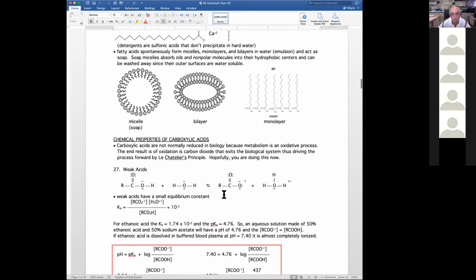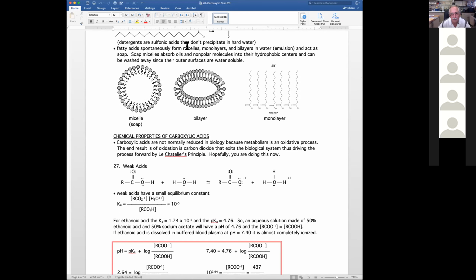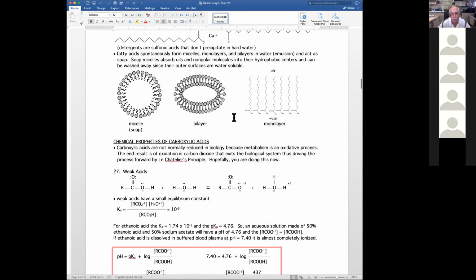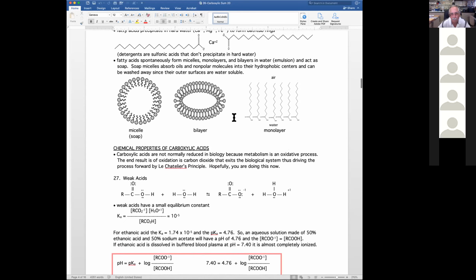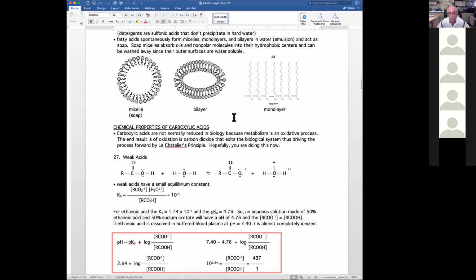And fatty acids spontaneously form micelles, monolayers, and bilayers in water. Okay? So, it takes a long time to draw that, otherwise I would be drawing some. But all of these would exist at the same time if I took some soap or some fatty acid salts and dissolved it in water.